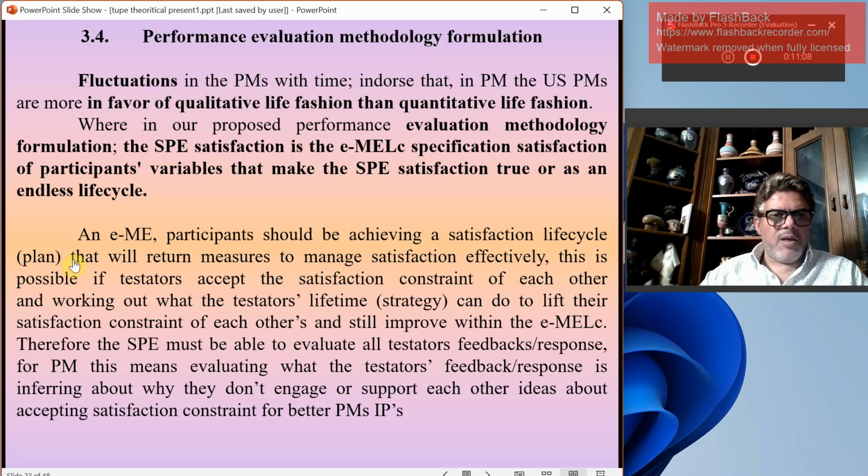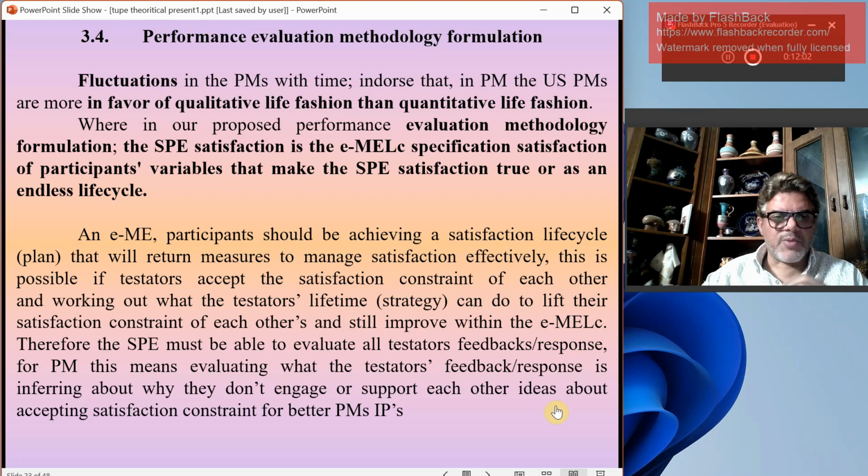In an e-marketing environment, participants should be achieving a satisfaction life cycle plan that will return measures to manage satisfaction efficiently and effectively. This is possible if testators accept the satisfaction constraints of each other and work out the testators' lifetime strategy that can lift their satisfaction constraints of each other and still improve within the e-marketing environment life cycle. So he's basically said the same as what I said.